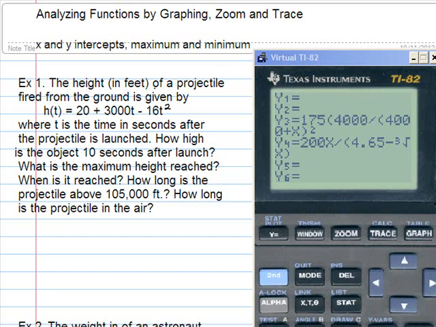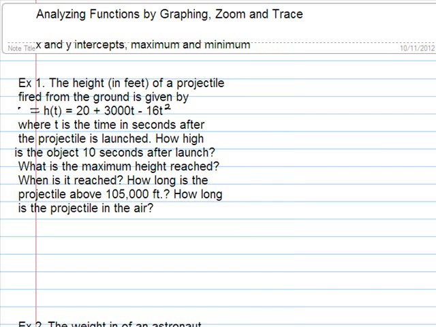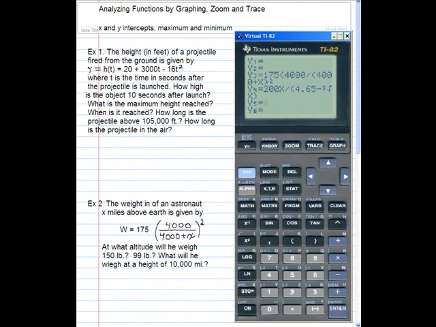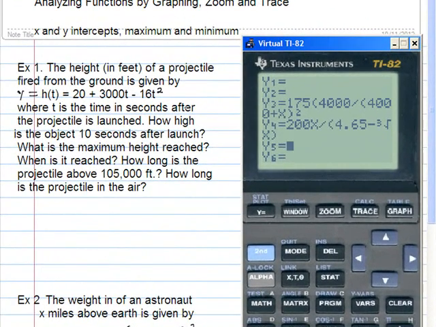Problem 1 says the height in feet of a projectile fired from the ground is given by h of t equals 20 plus 3000t minus 16t squared. In this equation, h of t, remember, is just another fancy name for y. Y, or h of t, is the height in feet of the projectile, and t is the time in seconds after the projectile is launched. So if you put in t equals 5, that would give you the height of the projectile 5 seconds after launch.